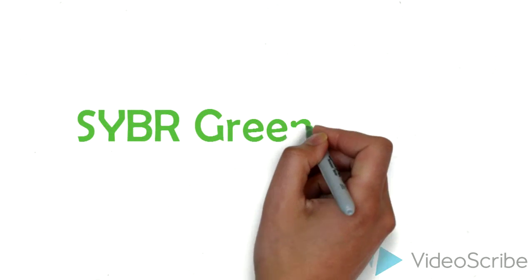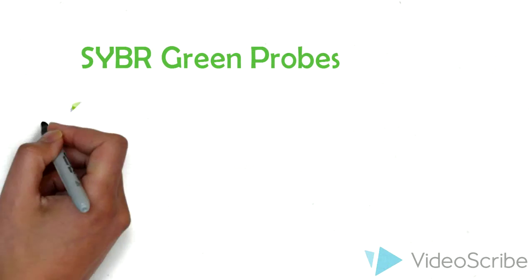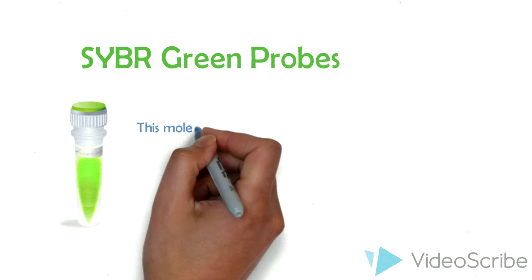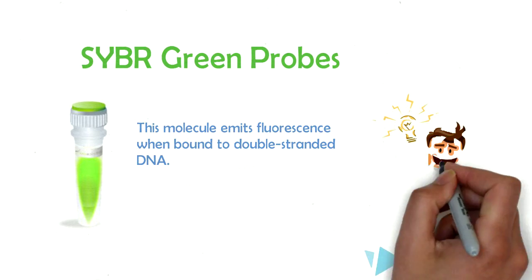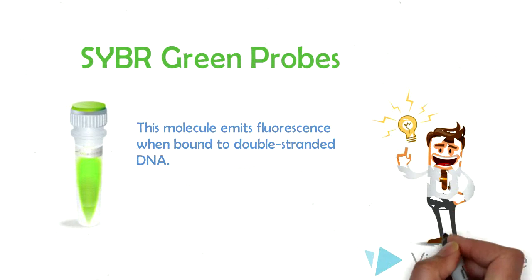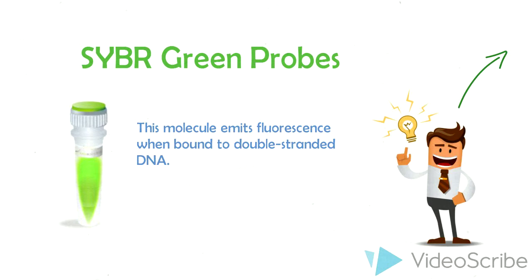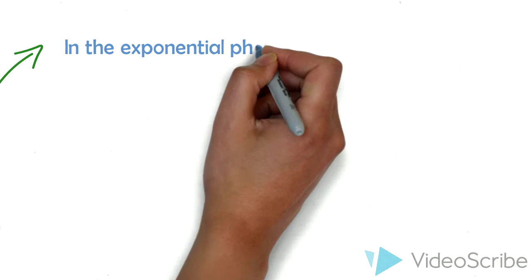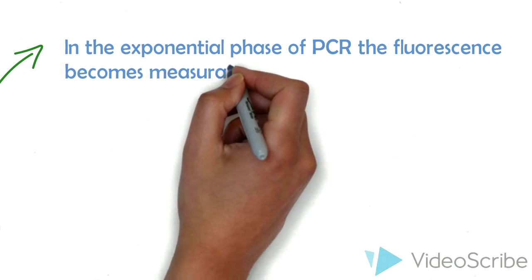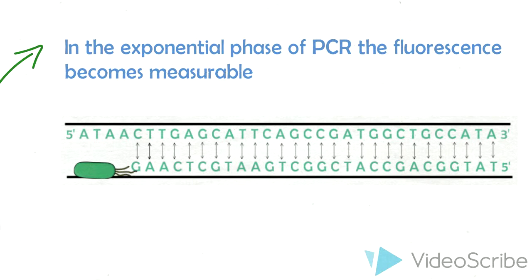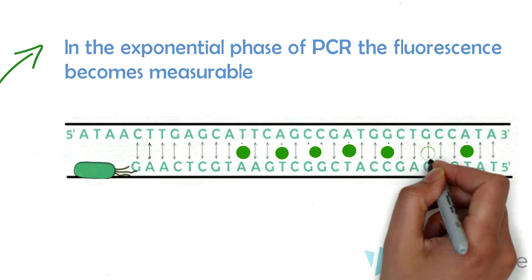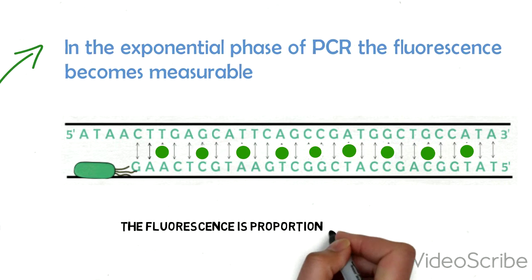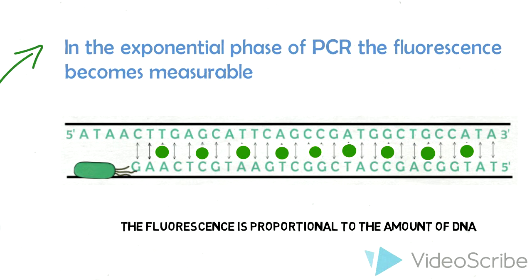SYBR Green probes. Another kind of quantitative PCR is based on SYBR Green. SYBR Green is a molecule that emits fluorescence when bound to double-stranded DNA. This dye is used to track the progress of DNA amplification in real-time PCR. In the exponential phase of PCR, the amount of DNA increases exponentially, and so does the fluorescence. The fluorescence emitted is proportional to the amount of DNA. We can use a known amount of the standard DNA sample and measure at which cycle the fluorescence increases above the background.